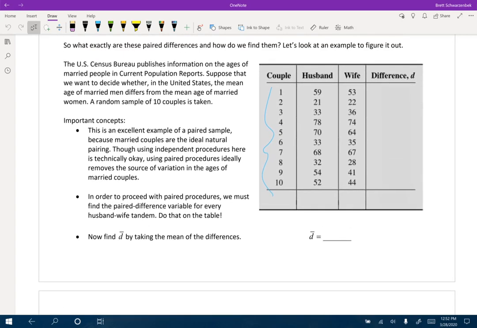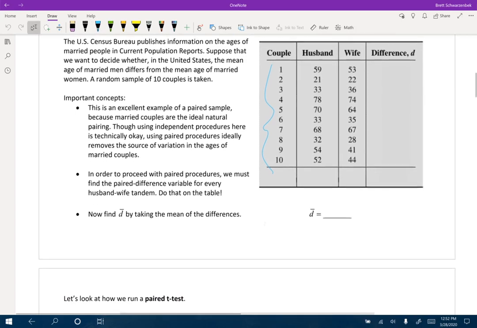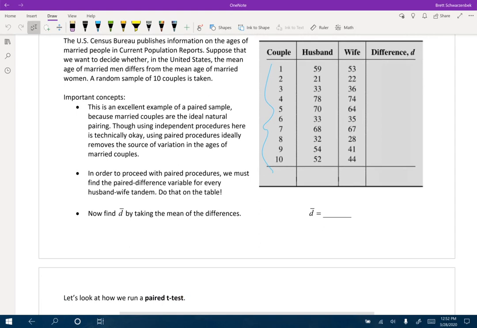So just as a summary over here, I put some important concepts. It says, this is an excellent example of a paired sample because married couples are ideal natural pairing. Though using independent procedures here is technically okay, using paired procedures ideally removes the source of variation in the ages of the married couples. So this is a scenario where we could have used independent, some you can't, but it makes more sense here to use paired because they're a natural pairing.